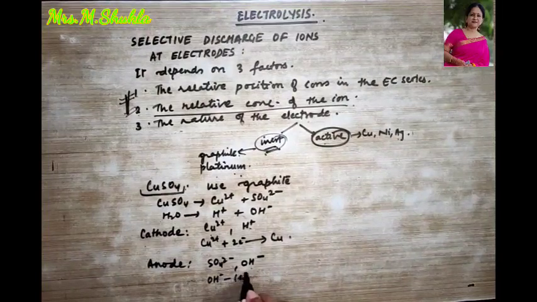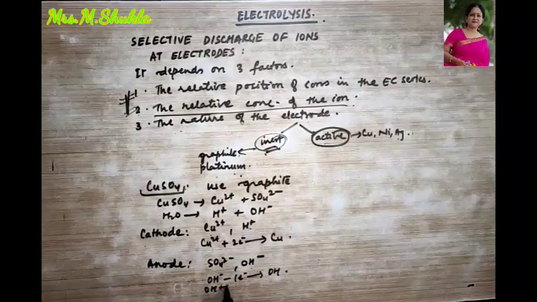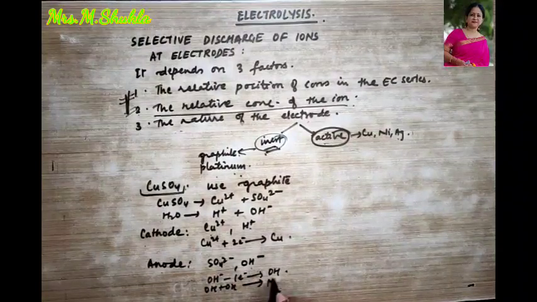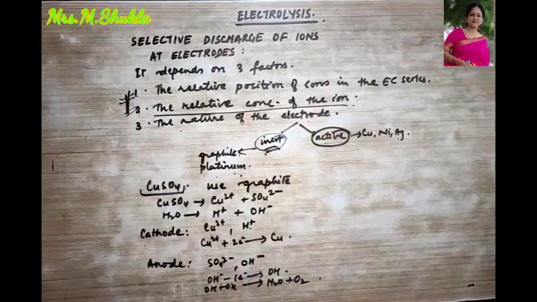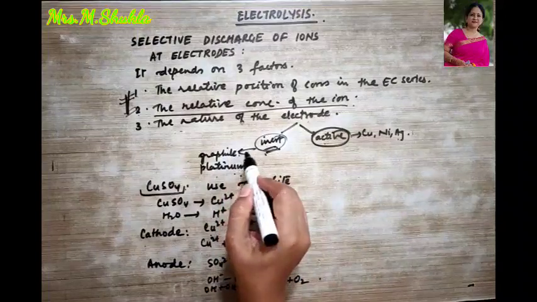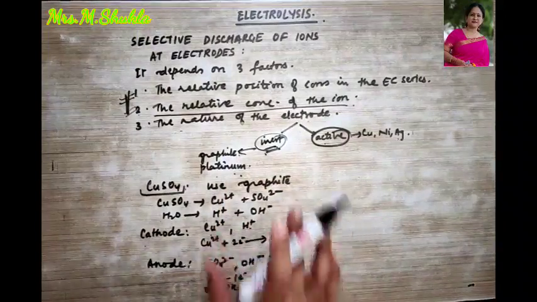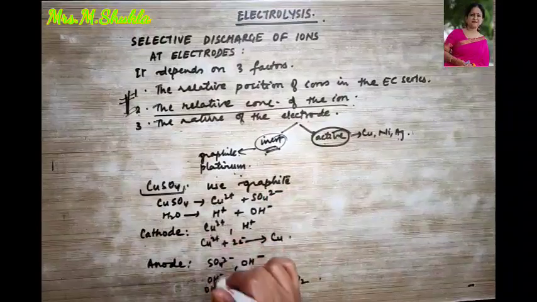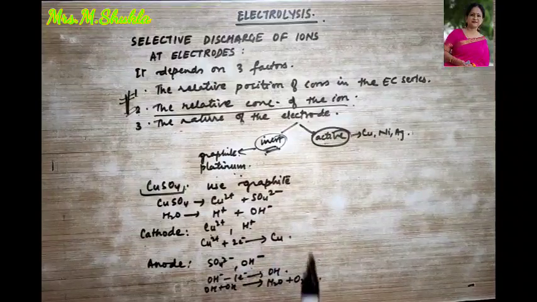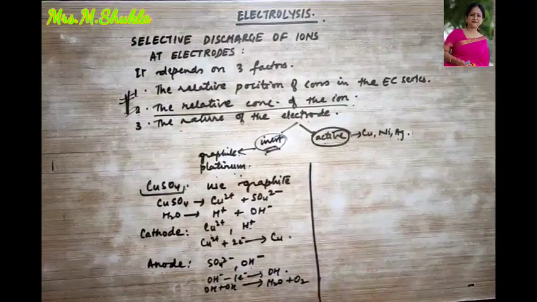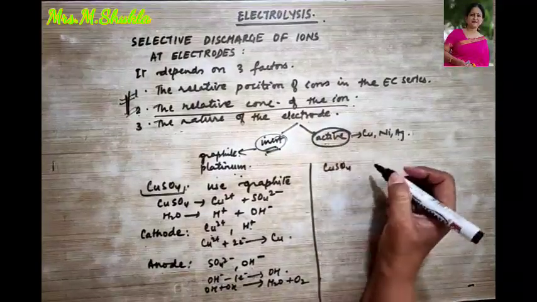OH- loses 1 electron and forms OH. A number of OH combine to form H2O plus O2. So this is the kind of reaction that takes place when we are using a graphite electrode. It means graphite has just been used for the proper reaction to take place, but itself it has not taken part in a chemical reaction. Now let us talk about copper sulfate using an active electrode.